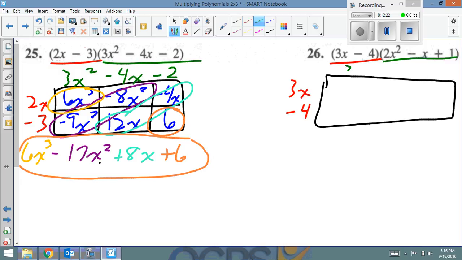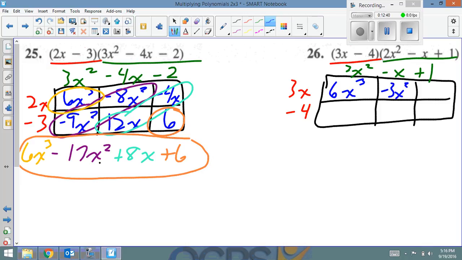2x squared minus x plus 1 goes on top. 3x times 2x squared is 6x to the third. 3x times negative x is negative 3x squared. 3x times 1 is 3x. Negative 4 times 2x squared is negative 8x squared. Negative 4 times negative x is positive 4x. And negative 4 times 1 is negative 4.